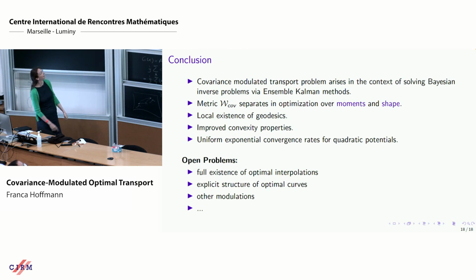Okay, and so just to wrap up, the way we came to this metric problem is from these ensemble Kalman methods for solving Bayesian inverse problems. And then when we looked deeper into this metric, we realized that you can split it into shape and moments, and then looked at these problems separately. We have local existence of geodesics, not global ones yet. We have some improved convexity properties and some better understanding now about these universal convergence rates for quadratic potential. But yes, as I said, there are still many open problems, and I will stop here. Thanks a lot.